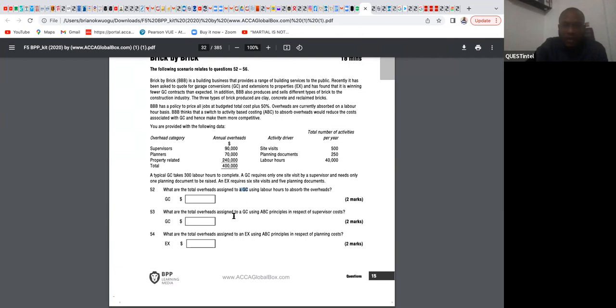Now, what's the total overhead assigned to a GC using ABC principles in respect of supervisor's cost? Still GC again. Supervisor's cost, site visits. So first of all, we have our overhead here, so overhead divided by the level of activity. They've already given us this in total number of activities per year. So this divided by this will give us our dollars per site visit. Then how many site visits does a GC need? 1. So 1 times that figure will give us our answer.